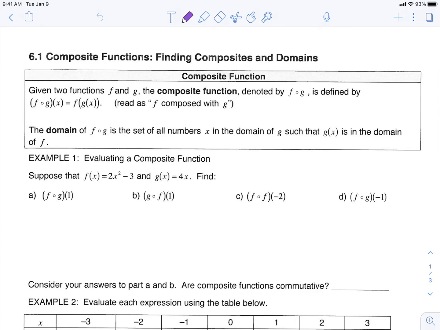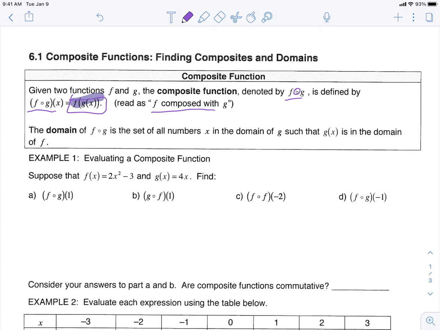Given two functions, f and g, the composite function is denoted by f of g of x, or f composed with g. Sometimes people call it "fog" because it looks like a little o there, but really this notation just means f of g of x. And this is the one that should make the most sense to you, because all we're doing is inputting one function into another function. We've kind of seen that already.